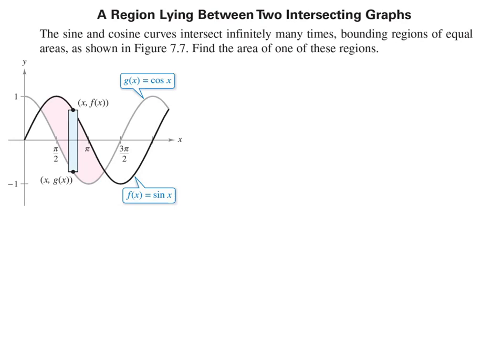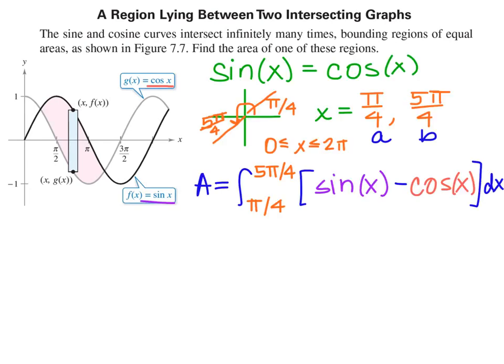So I don't have intersecting points given to me. Just like the last example, we're going to set sine and cosine equal to each other and see if we can find two values that will allow us to find an a and b. So when I go to look for those a and b values, I'm going to set sine equal to cosine, and I'm going to consider the full unit circle, from 0 to 2 pi, essentially.